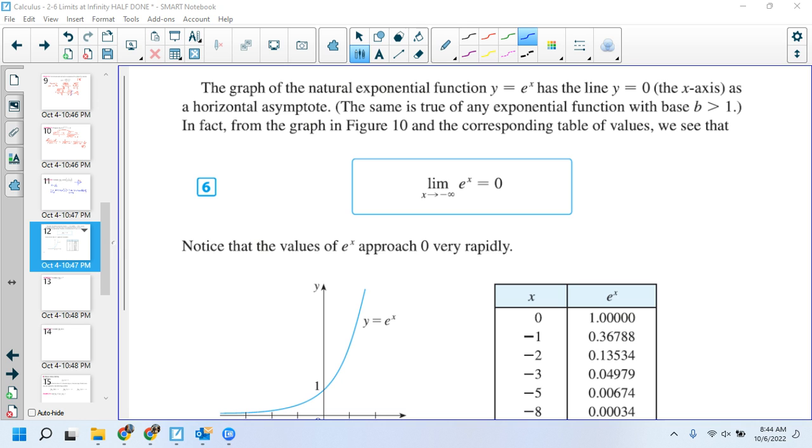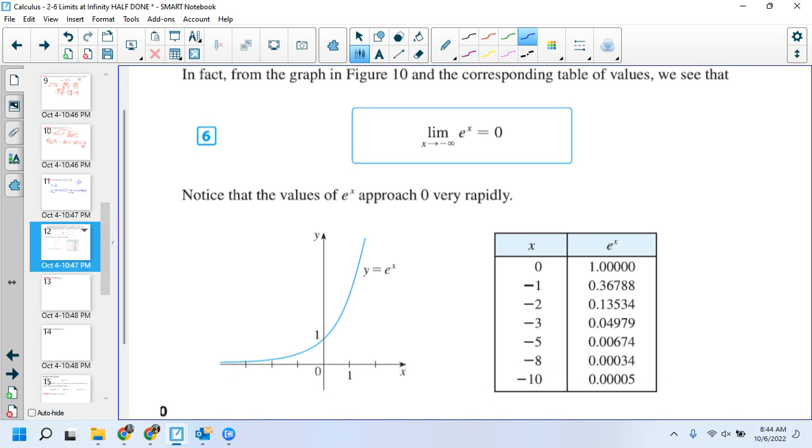Like what I said yesterday, horizontal asymptotes are limits at infinity, right? That's where horizontal asymptotes will occur. So it's either rational functions or exponential functions. So this is kind of talking about the other option. We had rational functions and now we have exponential functions. We do have horizontal asymptotes for exponential functions.